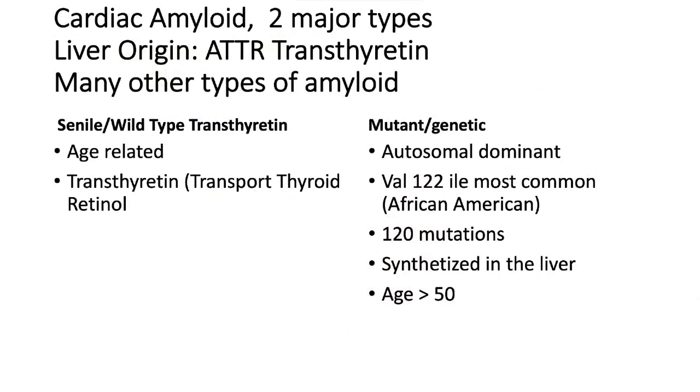So cardiac amyloid has 2 major types: the liver origin, ATTR, transthyretin, and many other types of amyloid. The senile wild type is age-related, and it's through a transport thyroxine retinol protein. The genetic type is an autosomal dominant disease. The most common genetic one is the VAL122, mostly seen in African Americans. But in reality, there are 120 or more mutations that we've identified so far, so this is a very complex disease. This is synthesized through the liver, and it seems to occur in ages greater than 50, although other types of amyloid occur in young people as well.